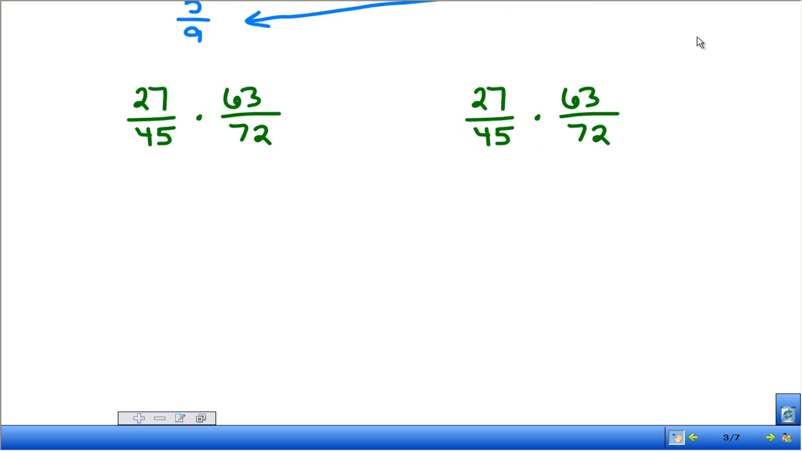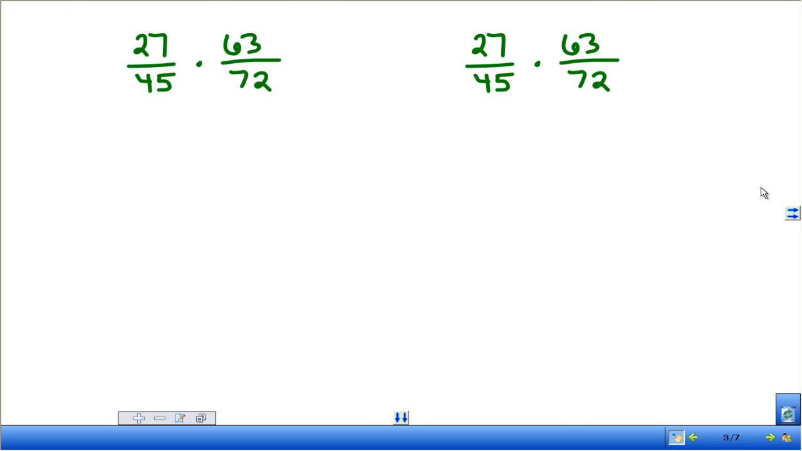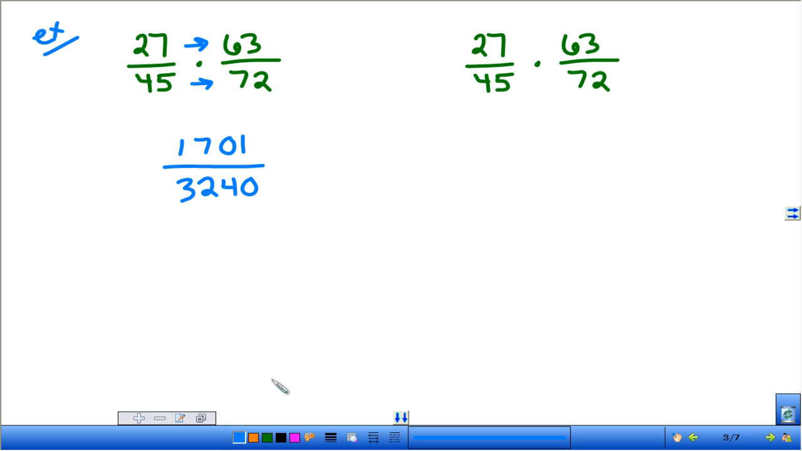Okay, so I have an example down here, and just watch this. You don't have to write this down. Okay, I'm going to do this the way that we just ended on. So I'm going to multiply first, and then I'm going to simplify at the end. So if I multiply, this already starts off as way more work. So I'm going to cheat and use my calculator here. And 27 times 63 is 1,701. And then 45 times 72 is 3,240. Okay, so keep this in mind a second.